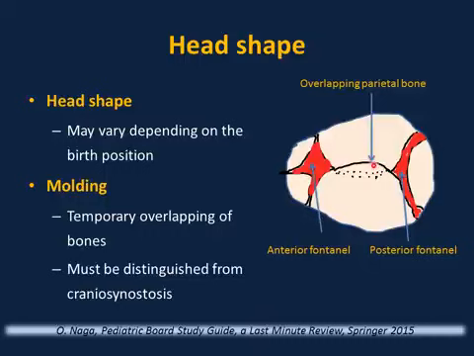This is benign, but very important to distinguish that from premature fusion. Early or premature fusion of sutures, like in cases of craniosynostosis. Overlapping parietal bone is common and benign and will resolve spontaneously.